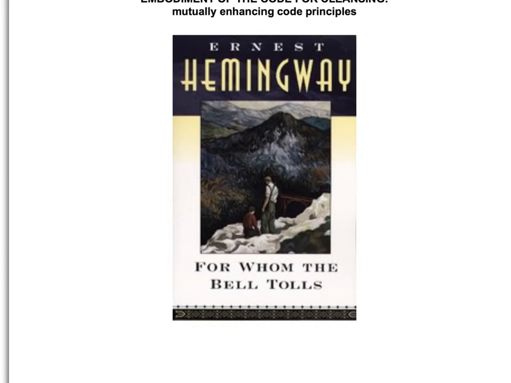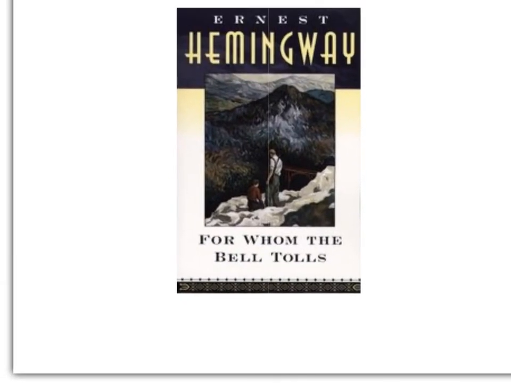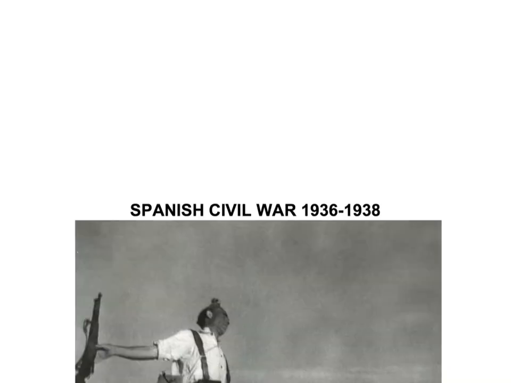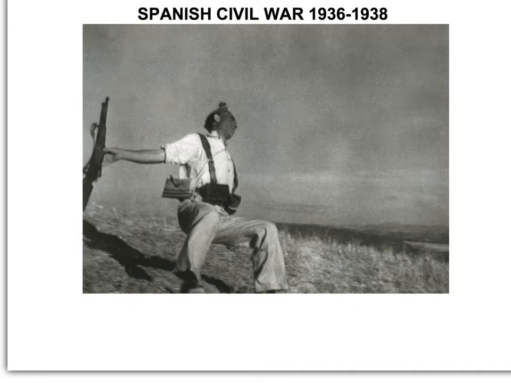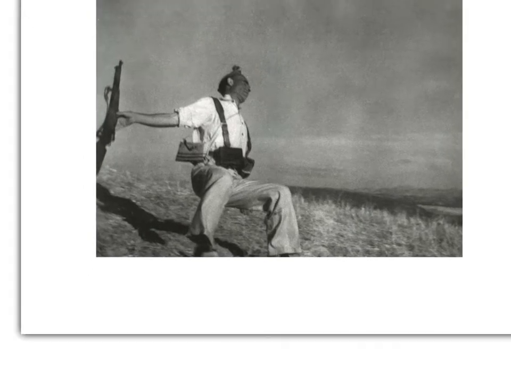But before we get to all that, I want to give you some background on the Spanish Civil War and Hemingway's involvement with this. Here is a famous photograph taken by Robert Capa in 1936. This is the death of a Republican, literally being shot at the moment. You can see him throwing his gun away, and it became a famous photograph capturing the horrors of the Spanish Civil War and how instant death can come.